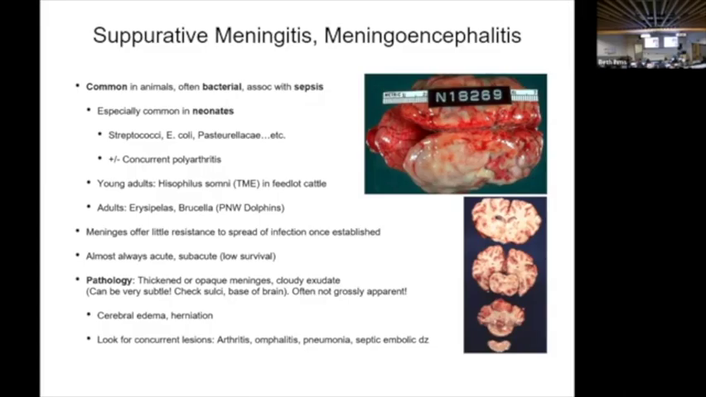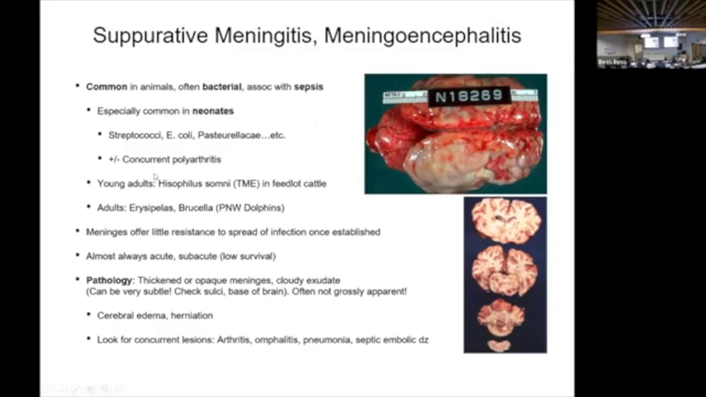Meningitis, suppurative meningitis specifically, is often associated with sepsis. So this is a lesion we see most commonly in young animals. They're technically immunodeficient. Their immune systems are still being built and developing competence. They've got waning maternal immunity, or maybe a failure of passive transfer where they didn't get maternal immunity. So we most commonly see this in neonates.